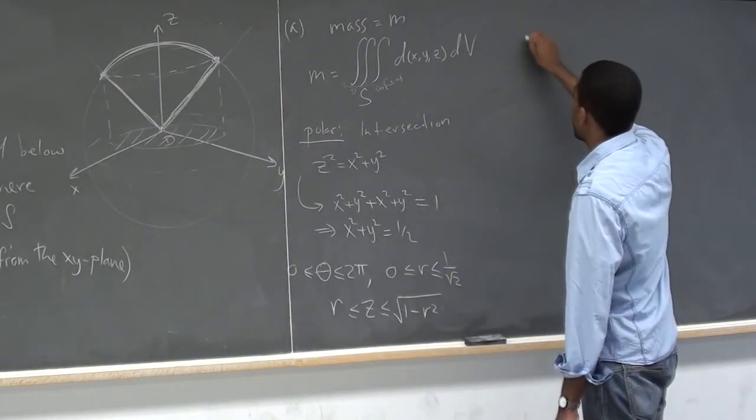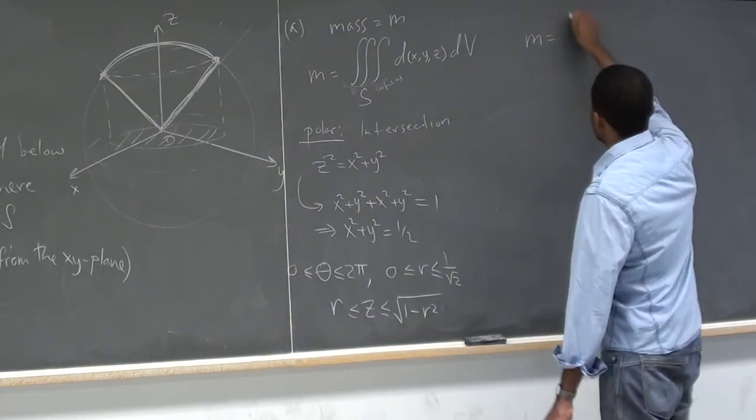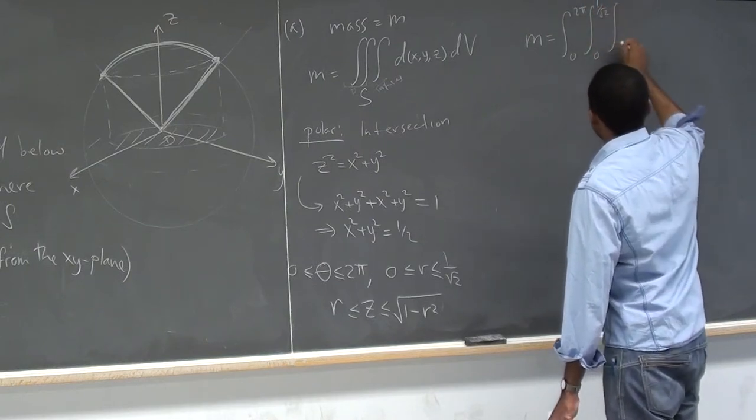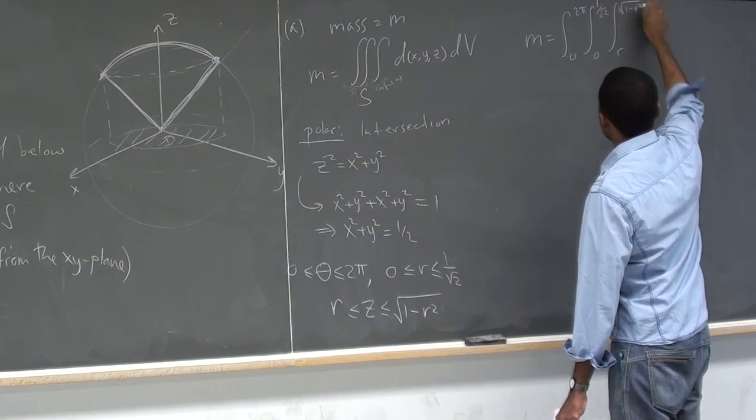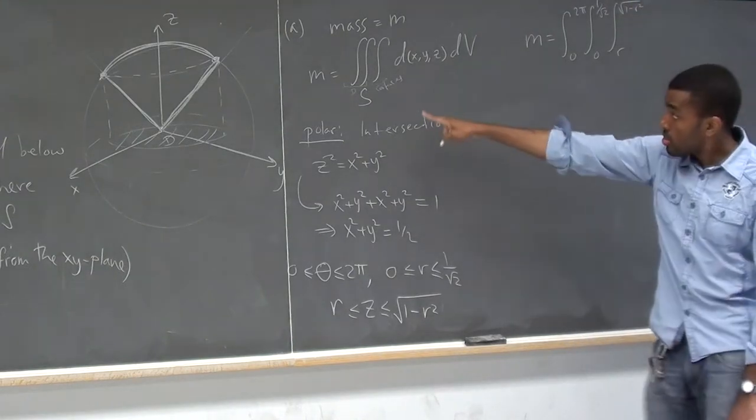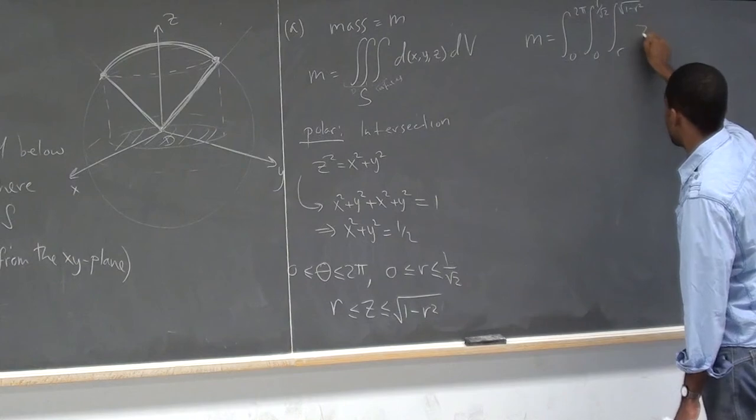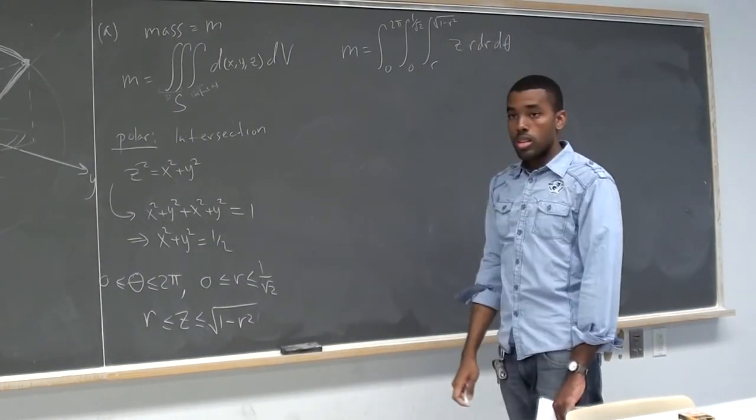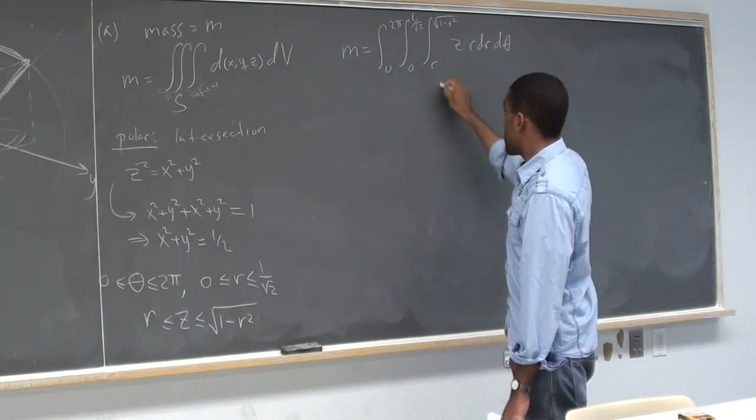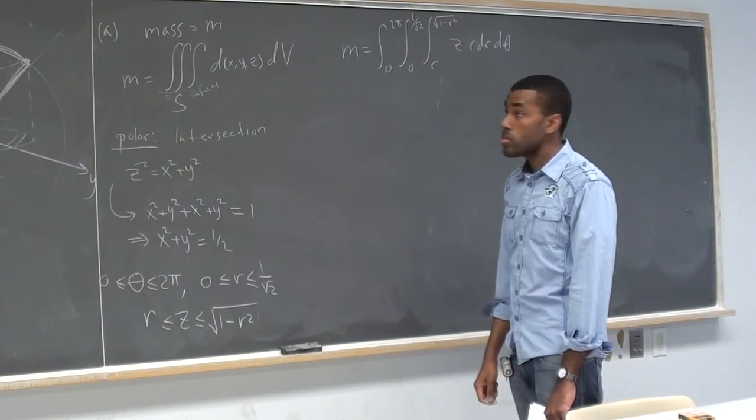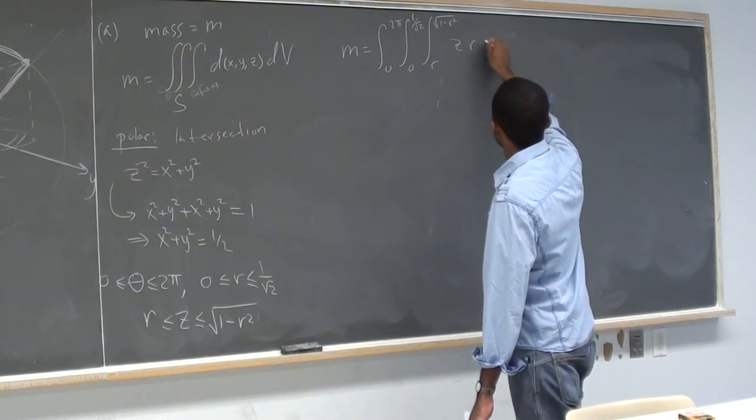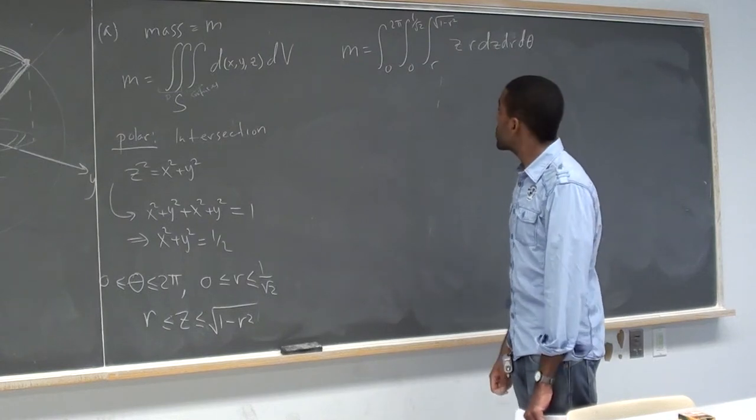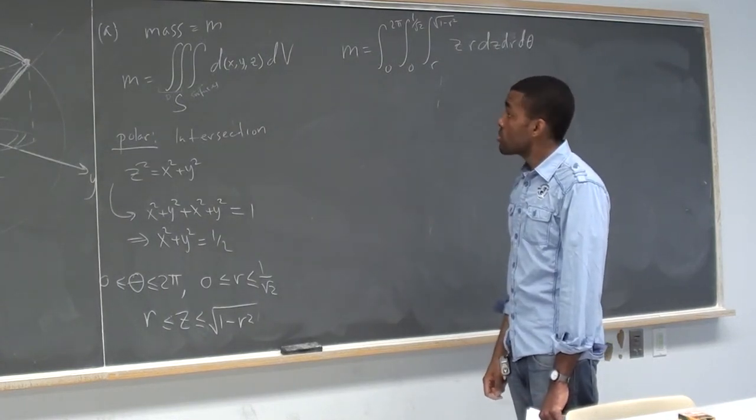And so we could say the mass is equal to the integral from 0 to 2 pi, 0 to 1 over radical 2, r to the radical of 1 minus r squared, of our z. This guy is just z, so we just get z r. And you do that, dz, dr, d theta. Yes. If you had a circle, it would have been a lot more work, because then we have to actually plug in what z is.